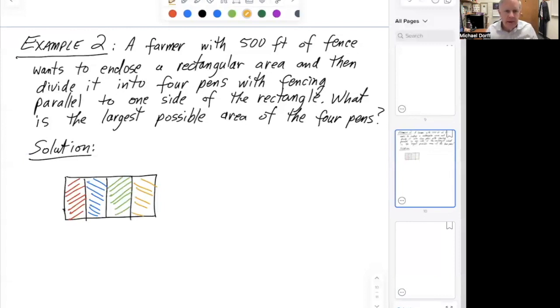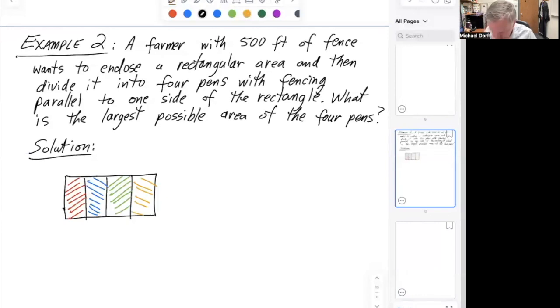And now, why would a farmer have this? Maybe they want to put pigs in the red one, chickens in the blue one, some different animal in the green one, and so forth. So given a fixed amount of fence, this would be trying to maximize the amount of possible area for the animals to live in, but they're all separated from each other.